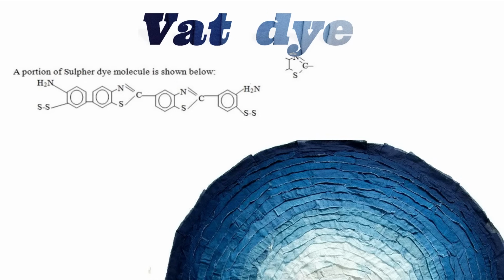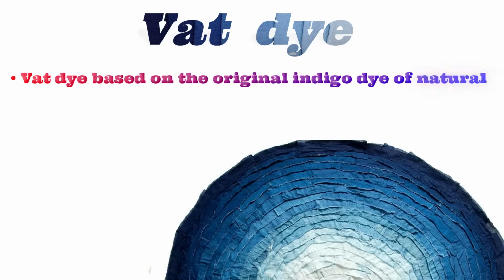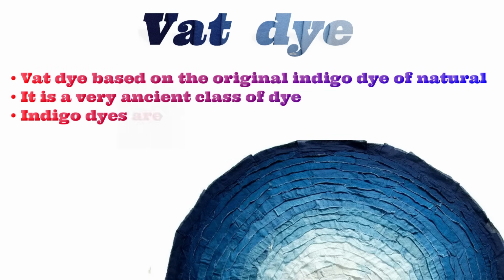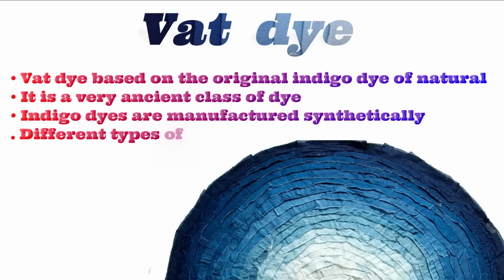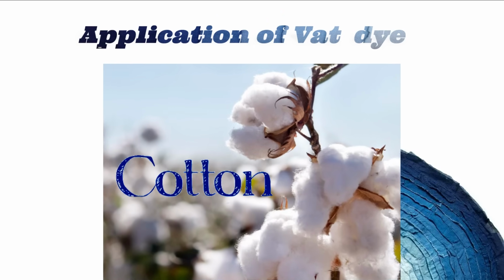Vat dye. Vat dye is very popular in the textile and garments industry. Normally, vat dye is based on the original indigo dye of natural origin. It is a very ancient class of dye. Nowadays, indigo dyes are manufactured synthetically. Different types of fibers can be dyed by vat dye, and it is used on cotton and wool.